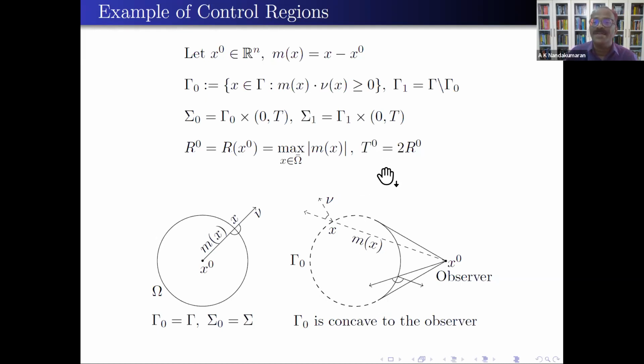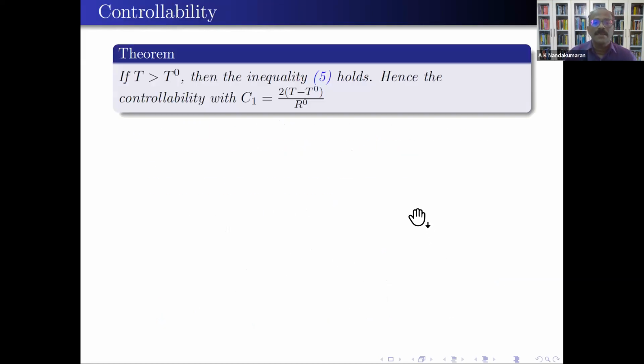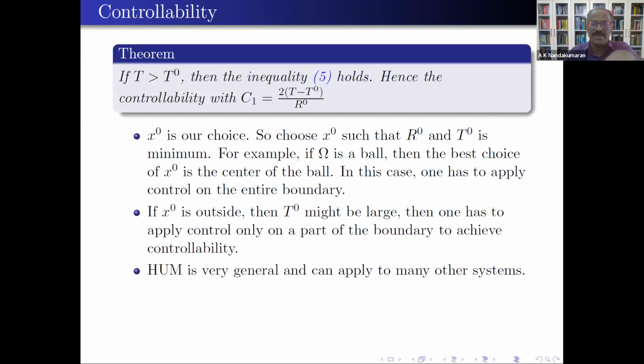The controllability time comes from this maximum. So as x0 goes far, r0 goes to infinity, and T0 goes to infinity. The least time will come, if I remember correctly, when x0 is here, but then you have to apply control everywhere. So it's a trade-off: you want controllability immediately, or it's reasonable to apply control in smaller regions, since certain boundaries may not be reachable. In practical cases, you may not be able to apply control on certain boundaries. So this is what I interpreted.